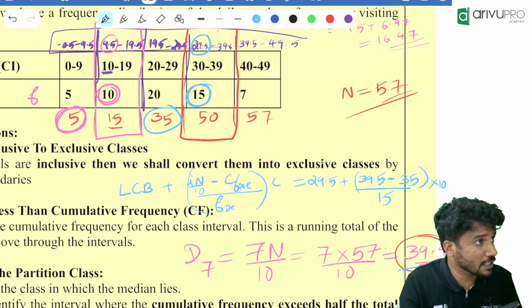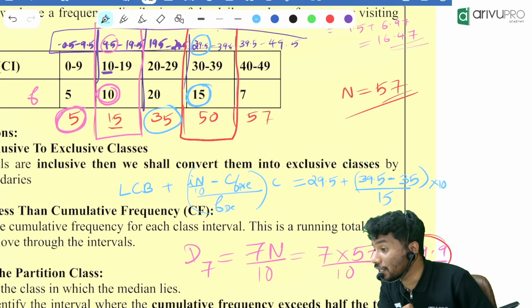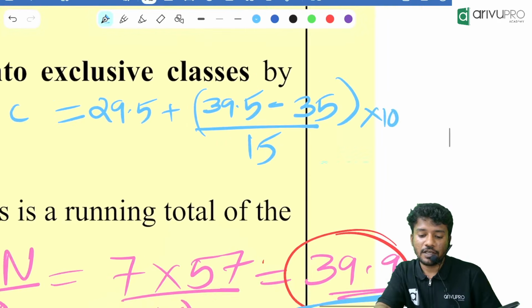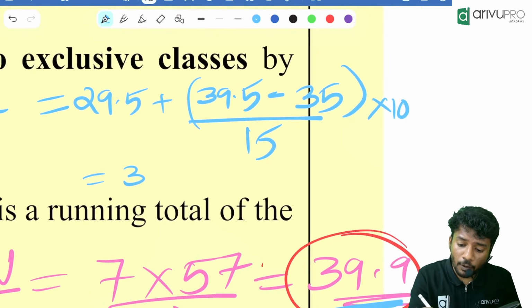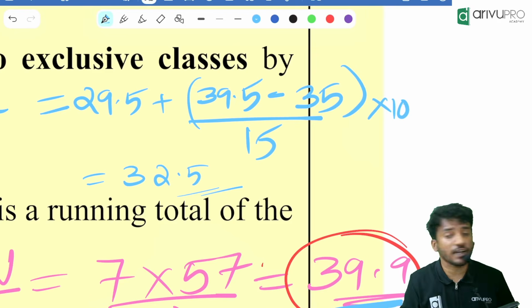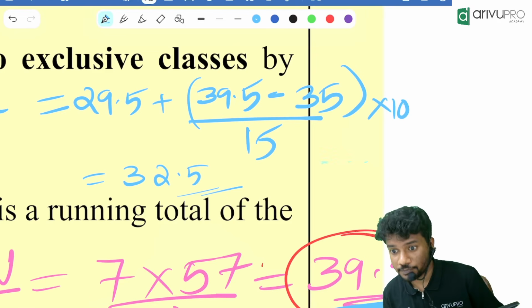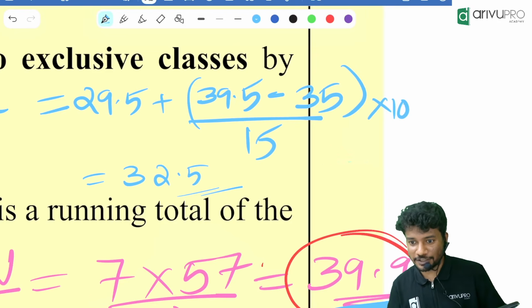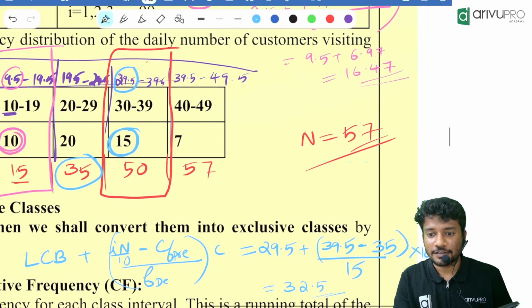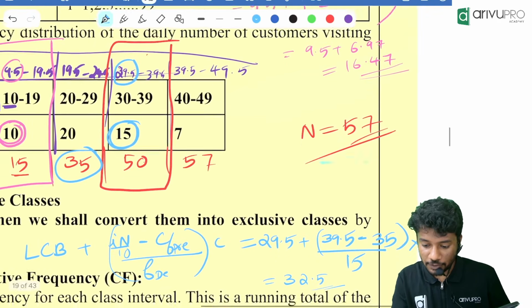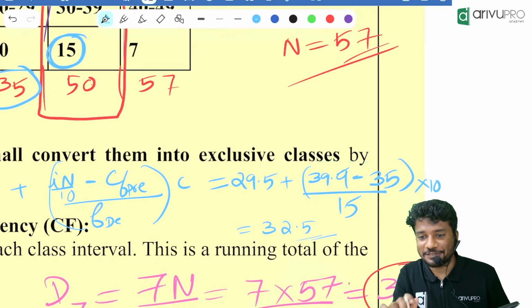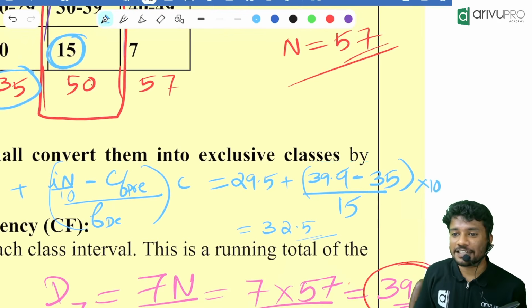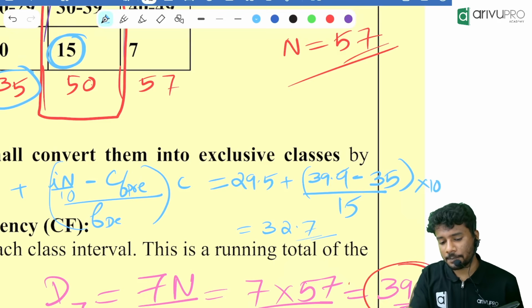How did you get 10? That is 39.5 minus 29.5, which is equal to 10. How much is the answer? 32.5. Everyone got 32.5? Online? Yes. Any doubt? Akshaya, tell me. What is the doubt? 29.9, right? 39.9, okay, okay. Got it? Fine. How much did you get? 32.7 something. Okay, fine.